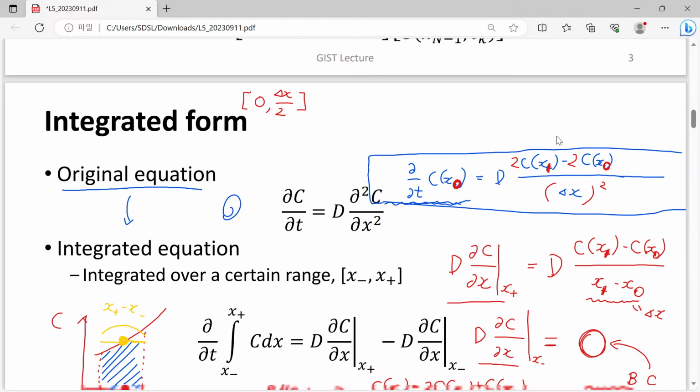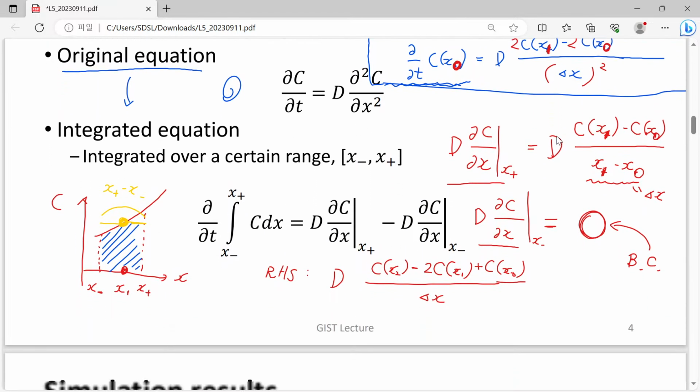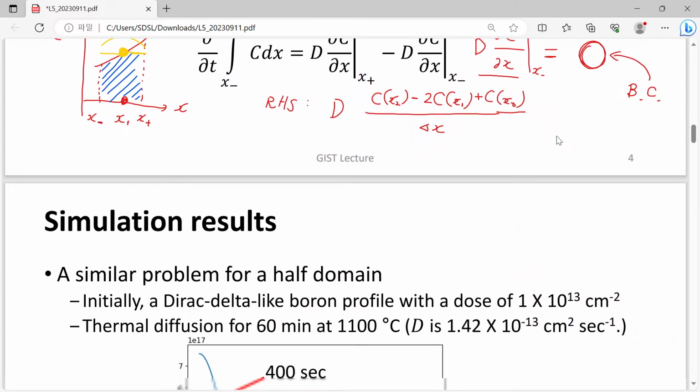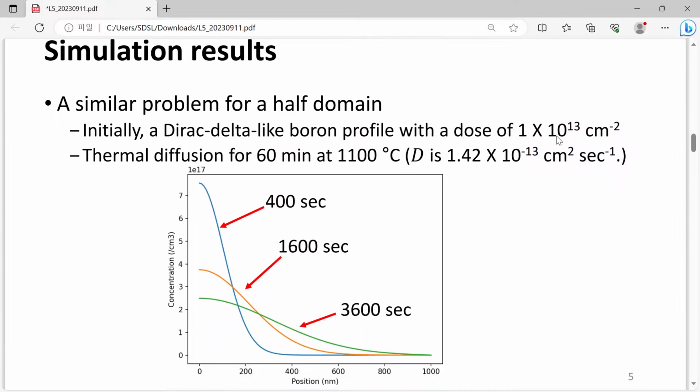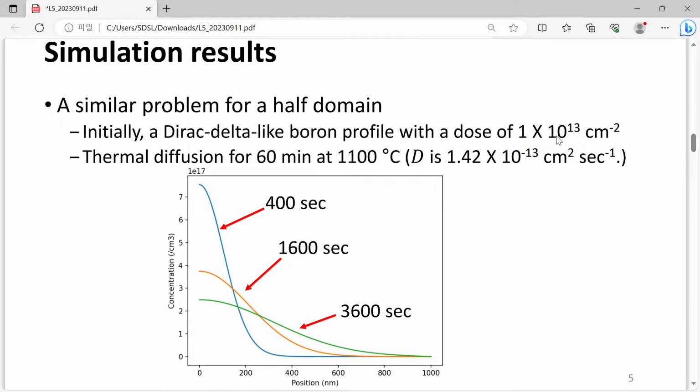Okay, then let's go to our simulation result. Previously we thought about the initial profile, the delta-like profile, and it was diffused over along the positive x direction and negative x direction. So I made just a half a program. Initially a Dirac delta-like profile was introduced. However, those was just half of it.